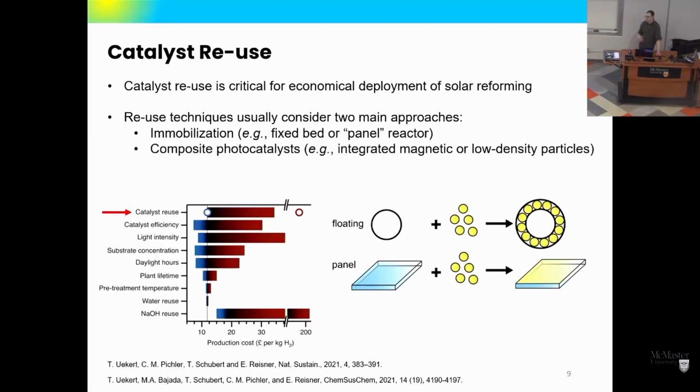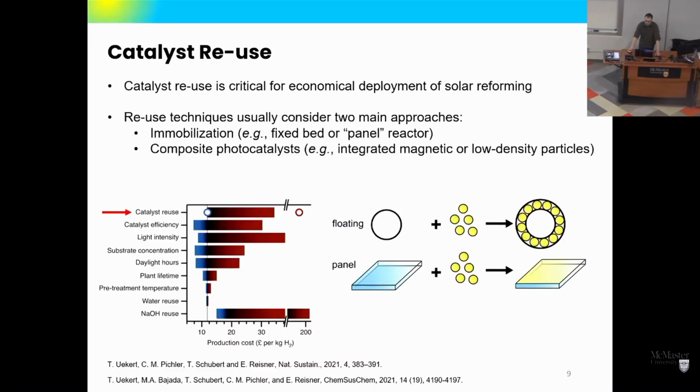So basically, if we need to deploy a new catalyst material every time we want to run this reaction, it's going to make this process just too costly and inefficient to run. And the other one is this sodium hydroxide reuse, and this has to do with preparing our substrate material to be accessible for the solar reforming reaction.